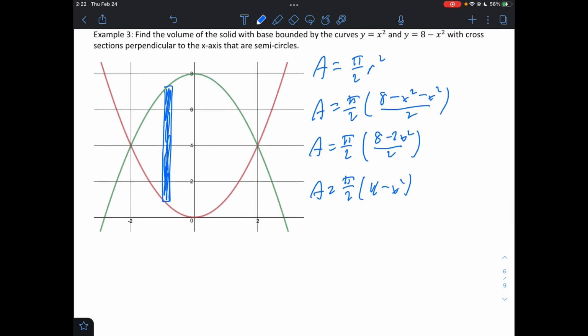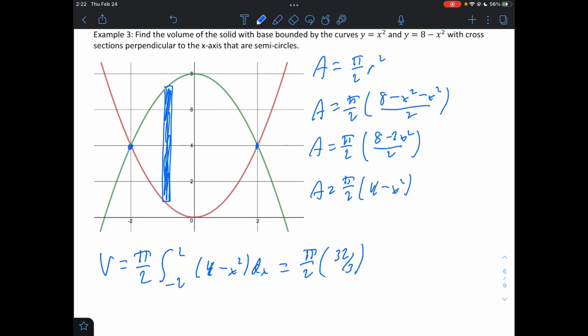Okay, so the bounds here are going to go from -2 to +2. So our volume is going to be pi over 2 integral from -2 to 2 of 4 minus x squared dx. All right, let's just do this integral in our calculator here. So this would be integral from -2 to 2 of 4 minus x squared dx. And that would be 32/3. So pi over 2 times 32/3 would be 16 pi over 3.